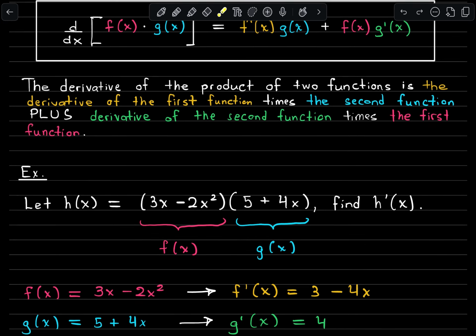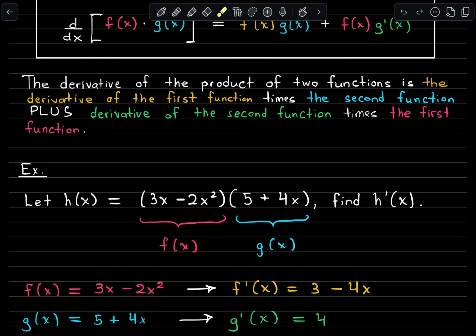Do the same thing for g of x. And g of x is 5 plus 4x. Well, derivative of a constant is 0, that's gone. And same deal here, when we've got x to the first power, that x just becomes a 1, the coefficient remains. So g prime of x is just 4.